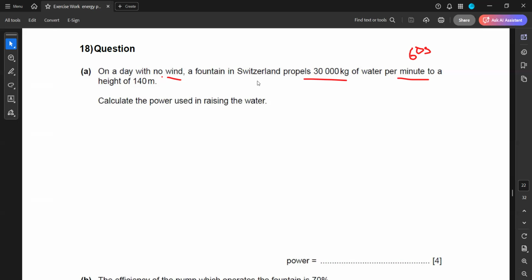what is the unit of air resistance? Because it's a force, so the unit of any kind of force is Newton. That's why we'll write Newton there.